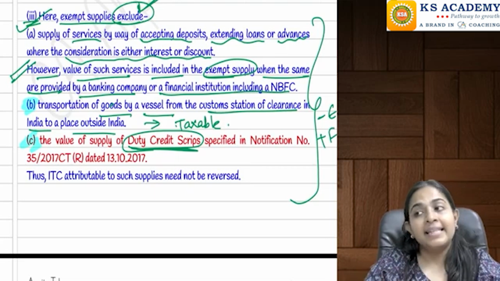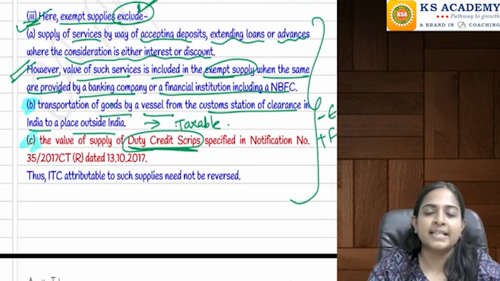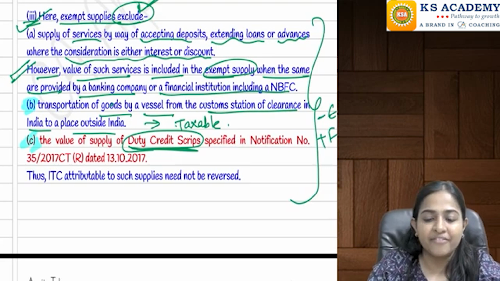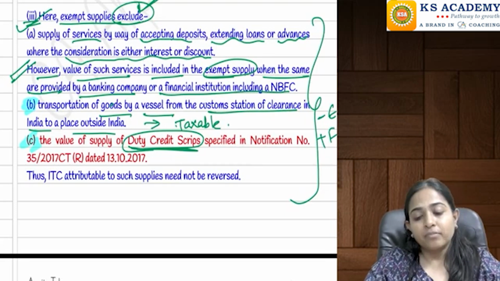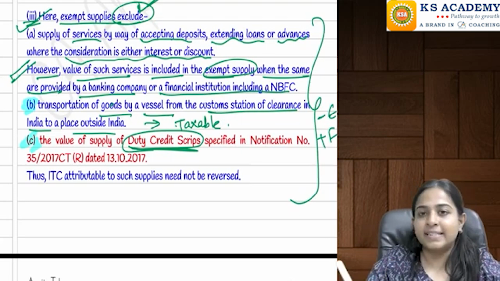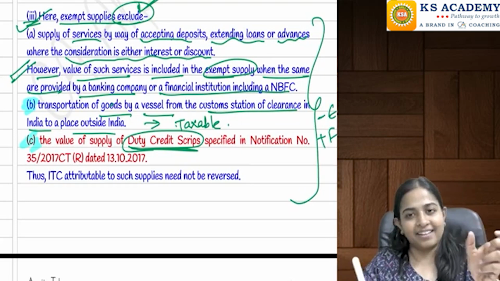But for banks that supply by way of giving loans, etc., that is still considered as exempt. If it is considered as exempt, it means don't exclude it. Right?